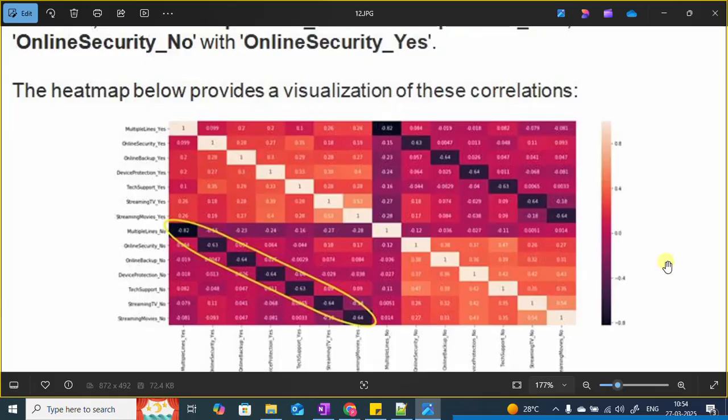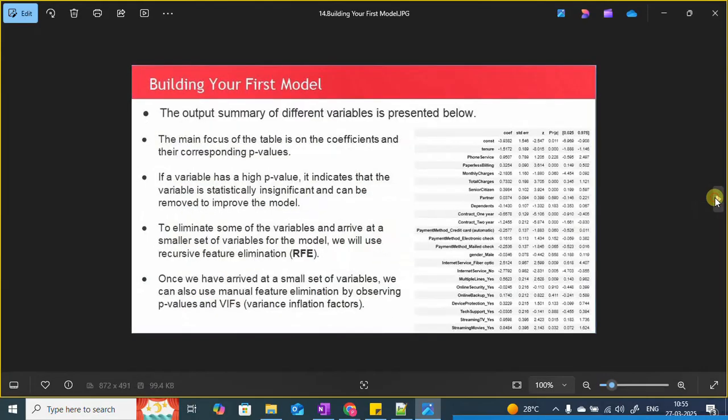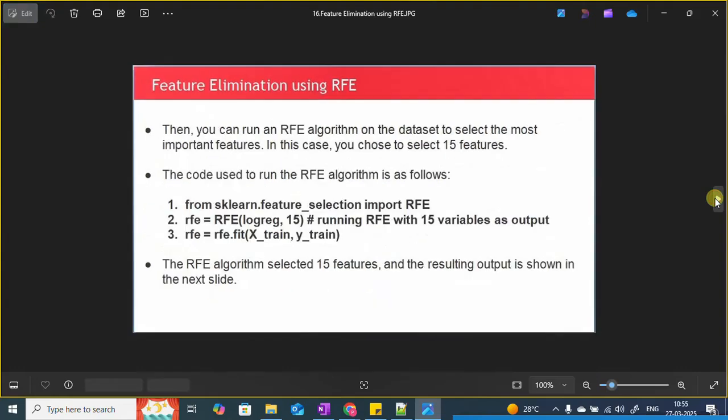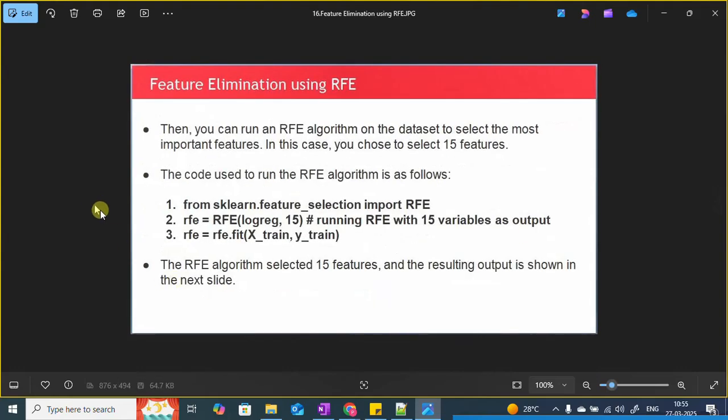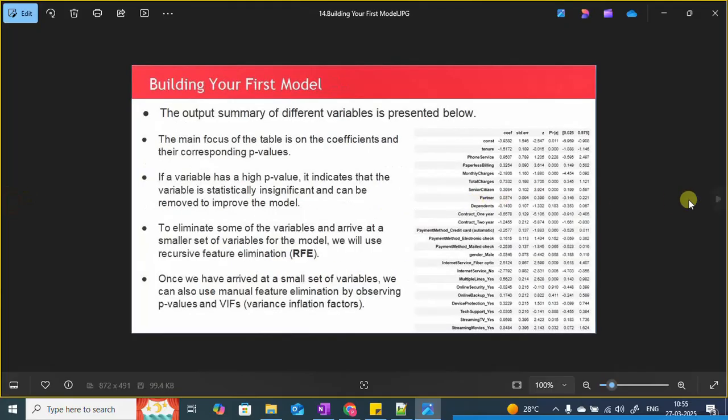Second one is p-value. As I told you, you have to find the p-value, probability value. If the p-value of the column is less than 0.05, then you have to consider it. If it's greater than 0.05, then you have to ignore it. Clear, guys? Now, once you do that, then the RFE is nothing but feature elimination. Okay, feature elimination using RFE. Let me come back to here. The full form of RFE is recursive feature elimination. Okay, recursive feature elimination.